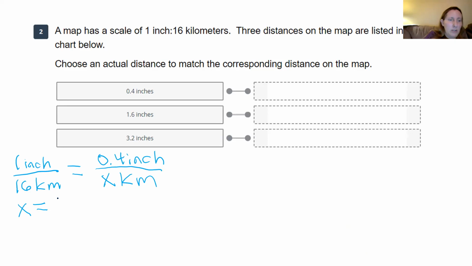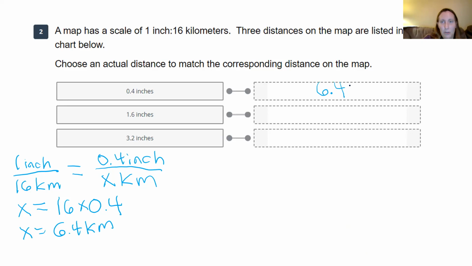So really what I'm going to do to solve it is 16 times 0.4, right? That's how easy this is. This one, not so hard. So 16 times 0.4 is equal to 6.4. So x is equal to 6.4 kilometers. Okay, I'm just going to put that answer there. And of course, what you're going to do is drag and drop 6.4 kilometers to the correct box.